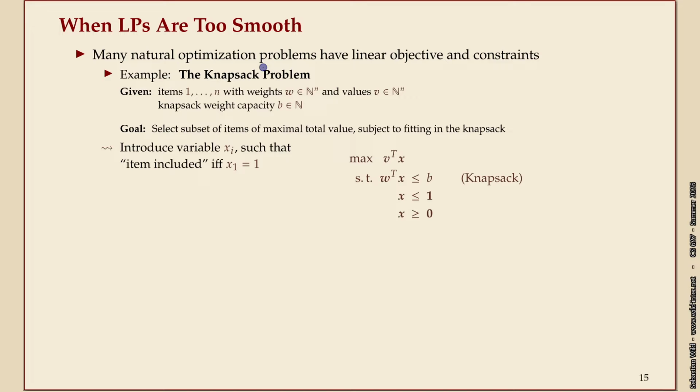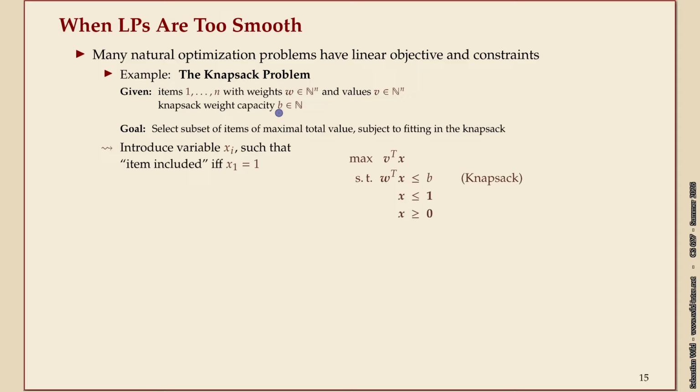They have a linear objective function and linear constraints. For example, the knapsack problem that we've seen in the pseudopolynomial chapter in more detail as the optimization problem. So there's items 1 up to n. They have some weights and they have values. I've written them here in vector notation because we're used to that anyways from LPs. And then we have a weight constraint for the knapsack.